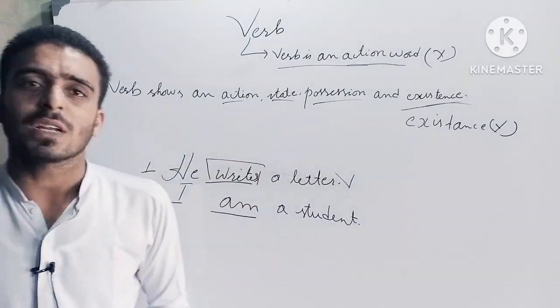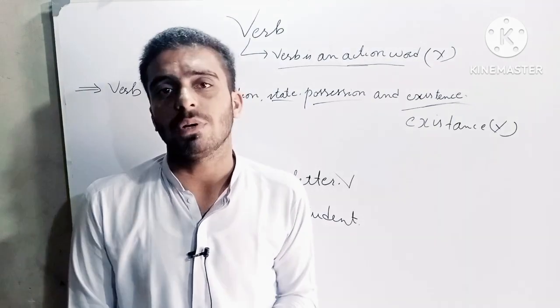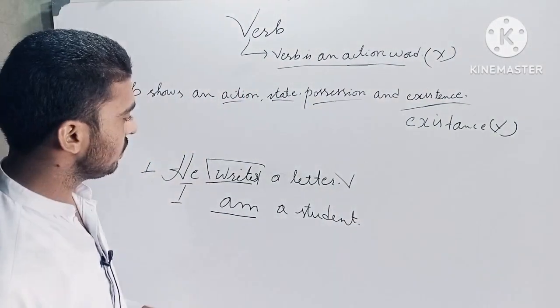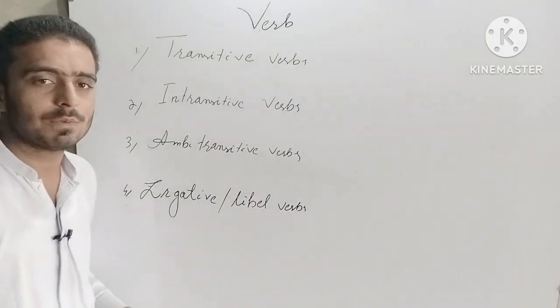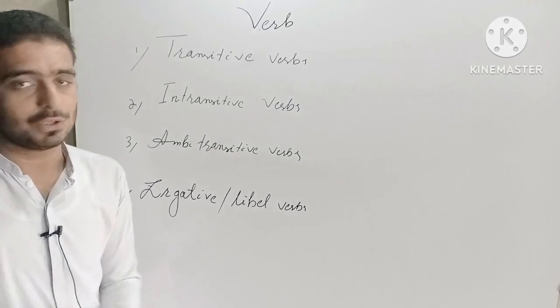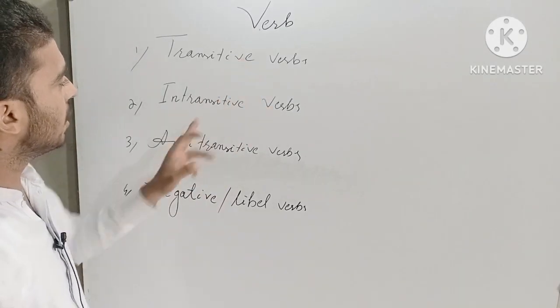And let's learn the further kinds of the verb. What are the major kinds of the verb? Why do we use the verb? How can we use them? So let's learn. You can see that I have written 4 kinds of verbs. Some of them may be known to you, some of them may not be known to you. So first of all, I have written transitive verb and intransitive verb.